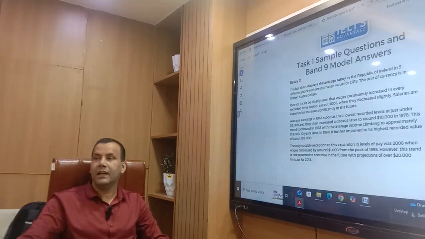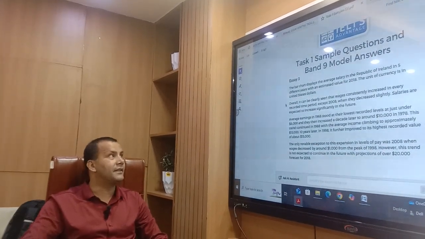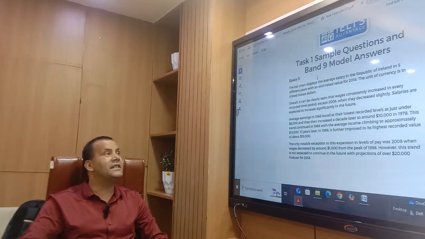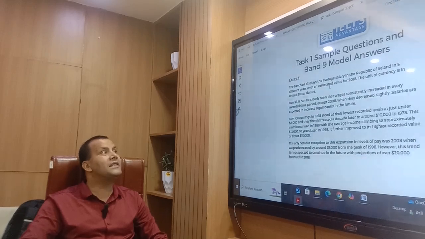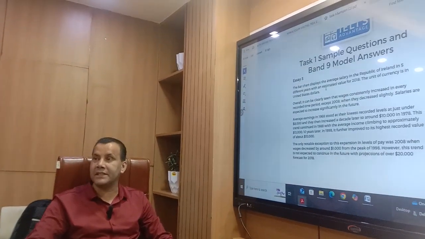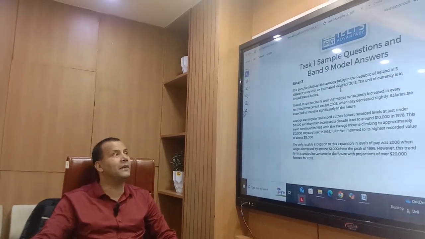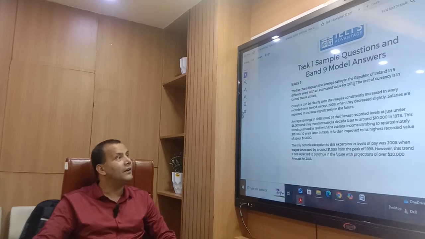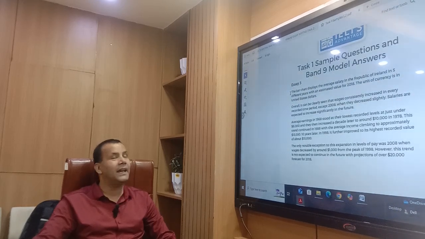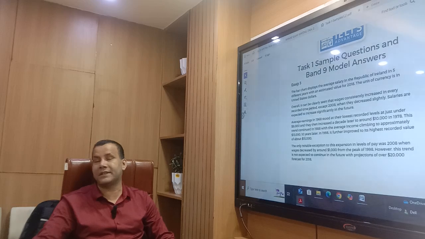I am going to teach you. Here is the answer. The bar chart displays, instead of shows, what I have used here, displays. The average salary, for earning I have used salary, in the Republic of Ireland in 5 different years with an estimated value. For projections, I have used estimated value for 2018. So from here to here, I have simply paraphrased the question.